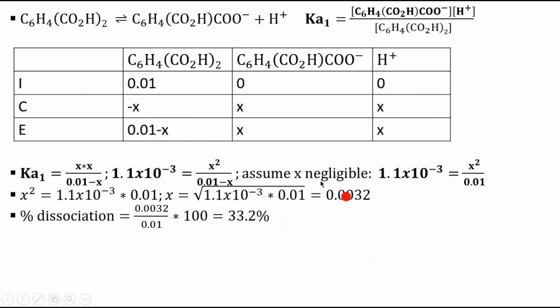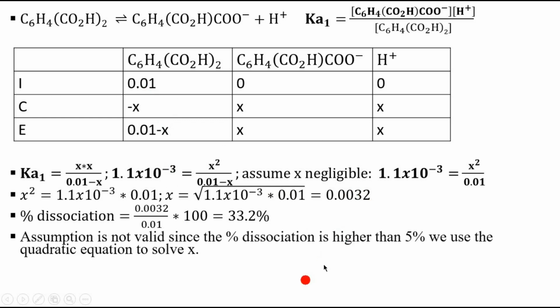But we need to verify the assumption by calculating the percentage dissociation. We see that the percent dissociation is 3.2%. How is this obtained? We take the amount dissociated, 0.0032, divide by the initial 0.01, times 100. So the assumption is not valid, since the dissociation is higher than 5%. We need to solve the quadratic equation.